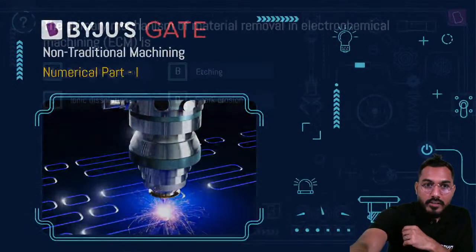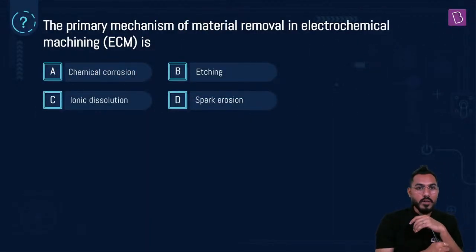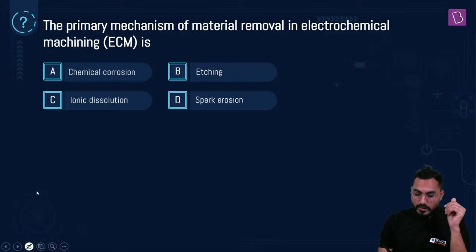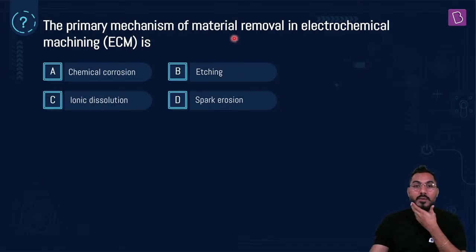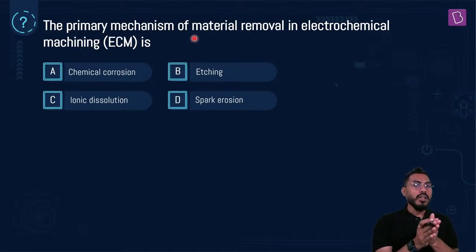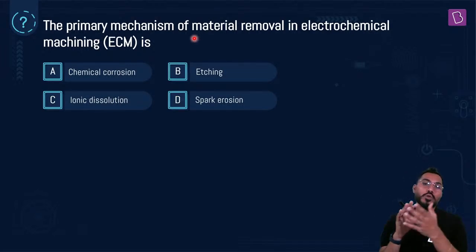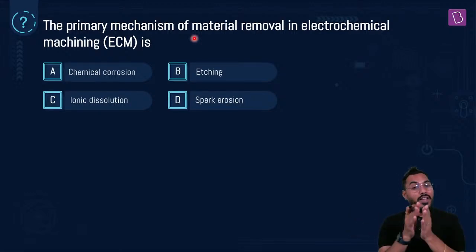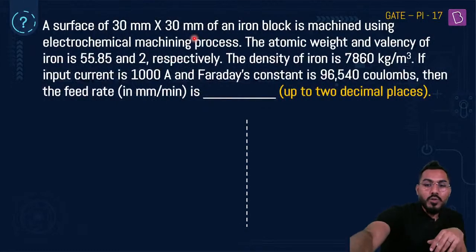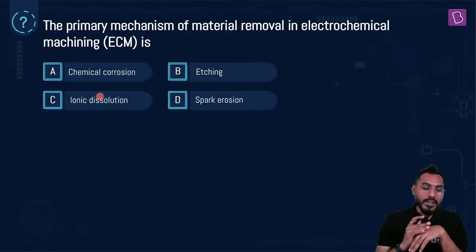Write down your answer to this question. The primary mechanism of material removal in electrochemical machining is it chemical corrosion, or etching process, or ionic dissolution, or spark erosion? It's very simple: the primary mechanism of material removal is ionic dissolution, because ions are depleting, and when the ions are depleting, material removal takes place. So my answer to this question is ionic dissolution.